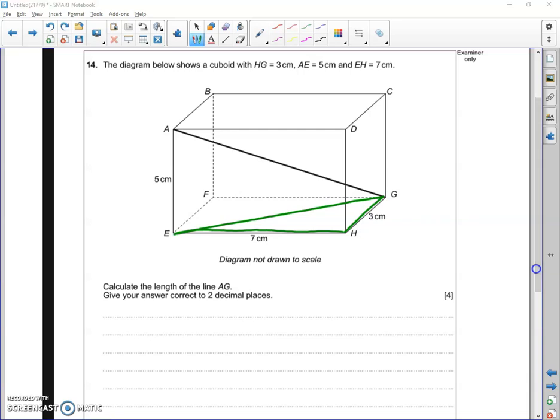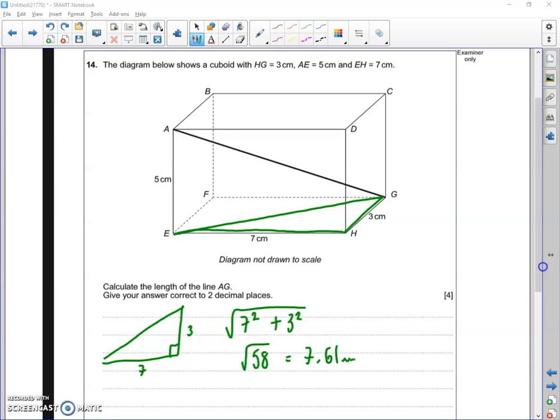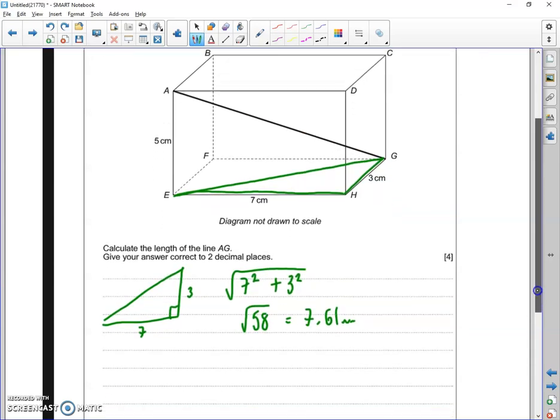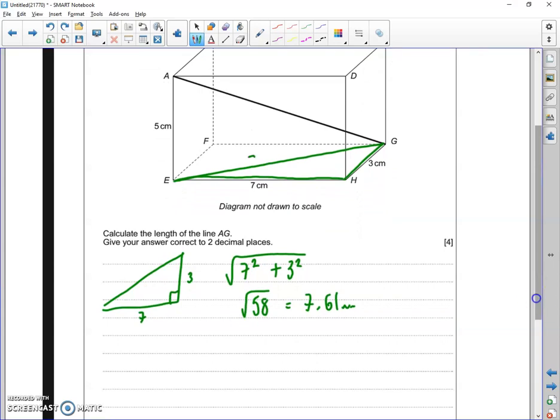Okay, so if I redraw that sort of normally, we've got a 7 there, we've got a right angle in the corner, and we've got a 3 there. So it's going to be the square root of 7 squared plus 3 squared, so that's the square root of 58, which is roughly 7.61. Okay, probably best to leave that on your screen. So we've got 7.61 there, dot, dot, dot.